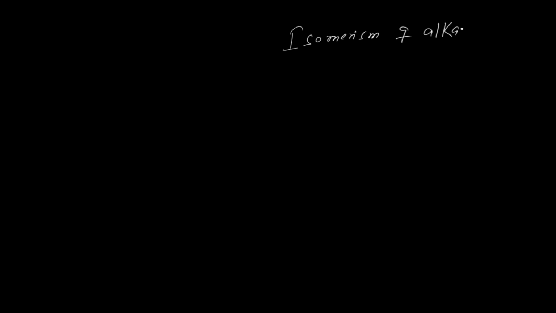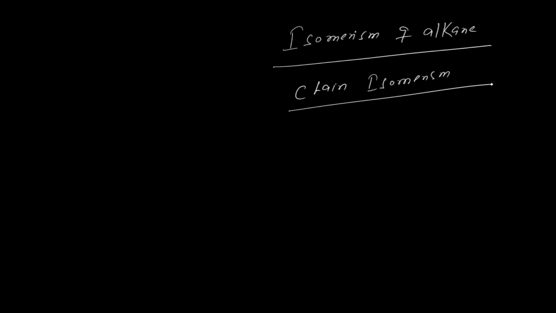Now, in the case of isomerism of alkane, what type of isomerism do alkanes have? So it has chain isomerism. What isomerism? Chain isomerism. So what are the characteristics of chain isomerism? The molecular formula will be the same, but the structural formula will be different. Why will the structural formula be different? Due to the chain.